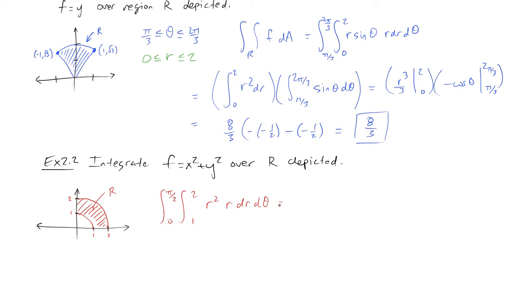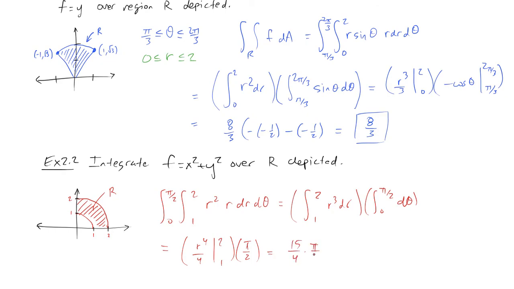This can be split like before. So 1 to 2 r cubed dr, and 0 to pi over 2 d theta. So this works out to be r to the 4th over 4. And this works out to be pi over 2. This is 16 over 4 minus 1 over 4. So 15 over 4 times pi over 2, which is 15 pi over 8.